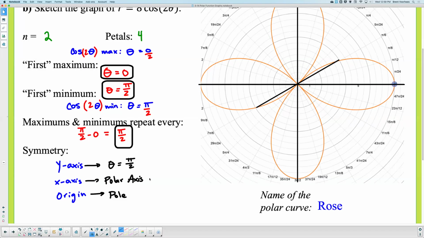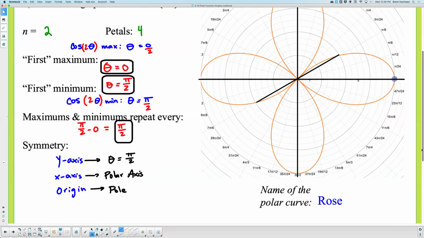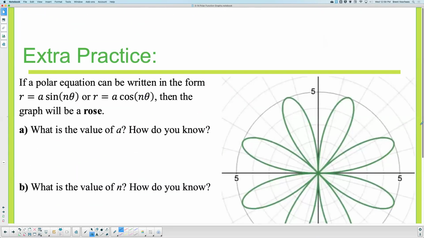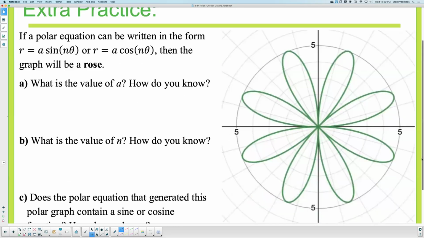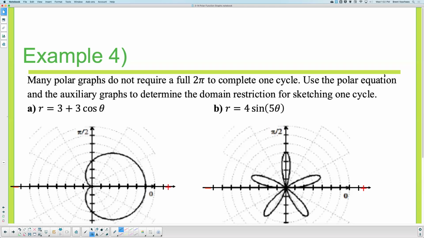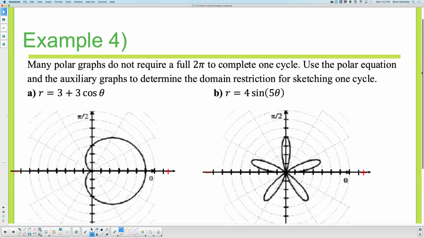All right. We have an extra practice you can look at and try on your own. But how about we go to DOL number 1? DOL number 1. All right, example 4. This is my favorite. Example 4.